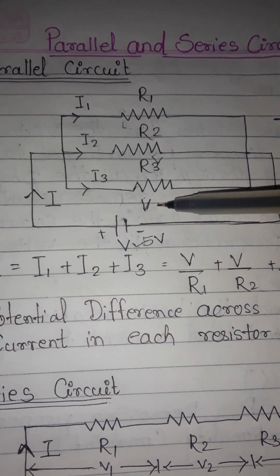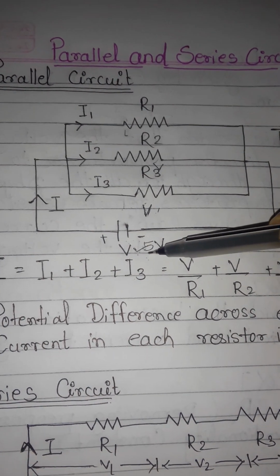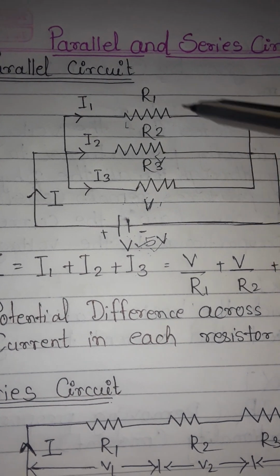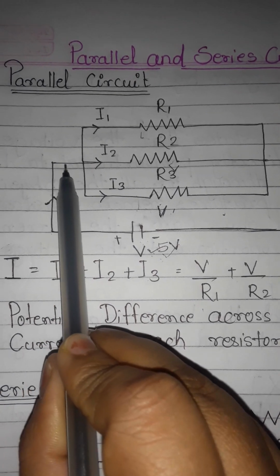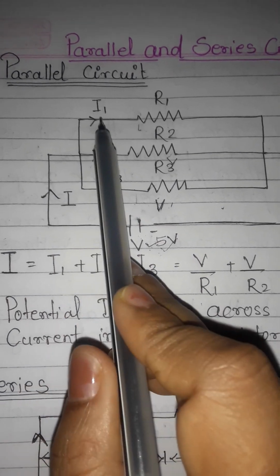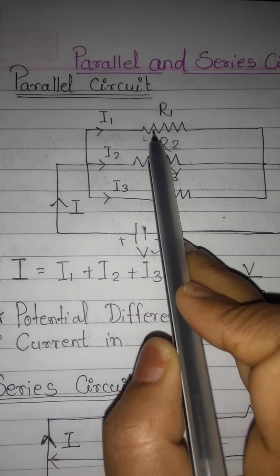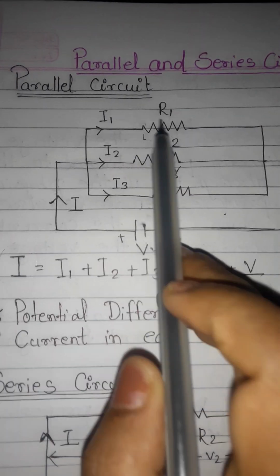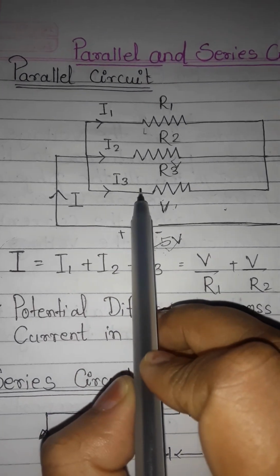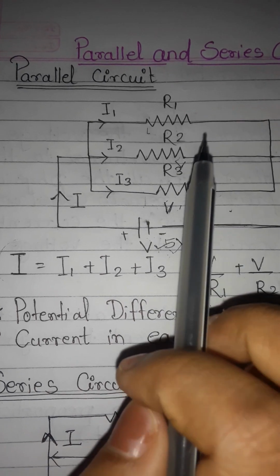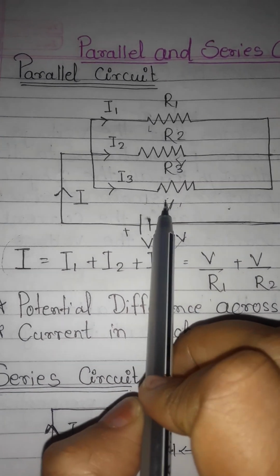It tells us that the voltage across each resistor is 5 volt in the parallel connection, but the total current I is going in this direction and it is dividing into three parts according to our three resistors. In R1 we are getting I1 current, in R2 we are getting I2 current, in R3 we are getting I3 current. It means in a parallel connection the current is different in each resistor.